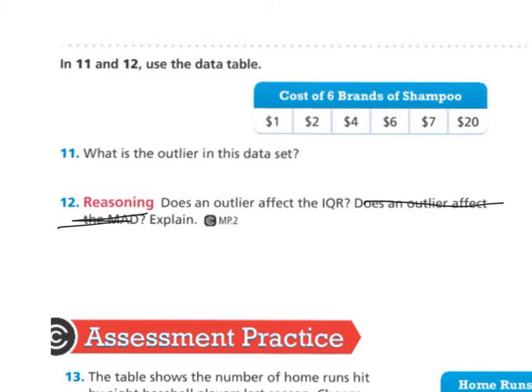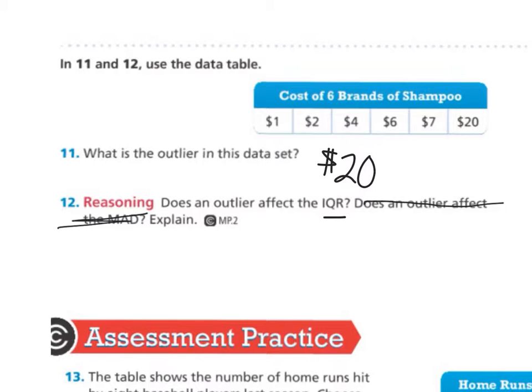Number 11, they're asking what the outlier is in the data set. So an outlier is either a lot smaller than the other numbers or a lot bigger. So we can see here $20 would be our outlier. Number 12, does an outlier affect the interquartile range?